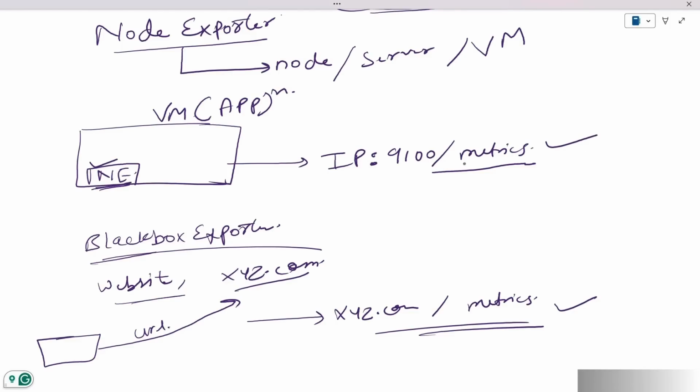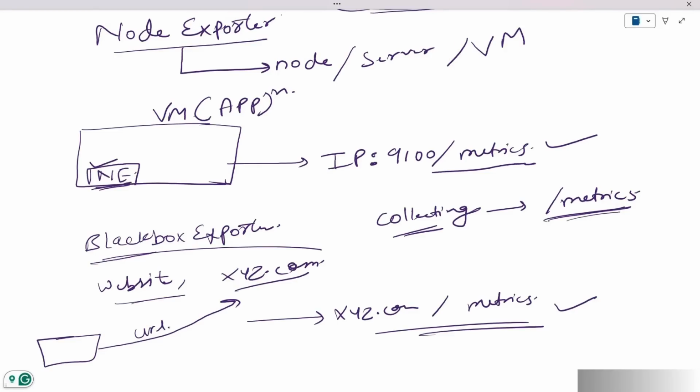So exporters are doing two things. First, they are collecting the metrics. And then they are making those metrics accessible on a specific endpoint which is known as /metrics. Why do they have to do that? Because Prometheus is able to access it there only.